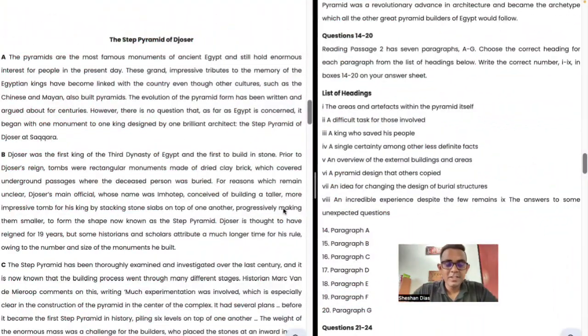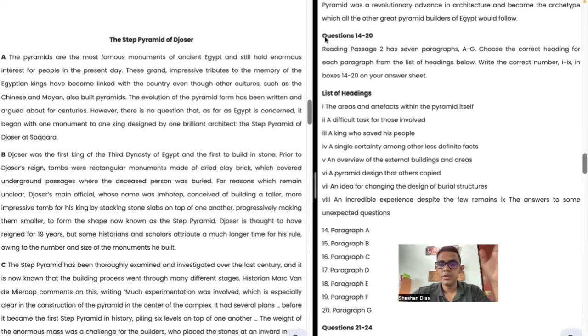So like I said, in this video, we are going to discuss a matching headings type question. Usually this is how you would get a matching headings type question. You have a list of headings that have been given. Then they specify the list of paragraphs and you have to write the correct number of the heading in front of the paragraph. So in your answer sheet, in the given box, you only have to write the given number.